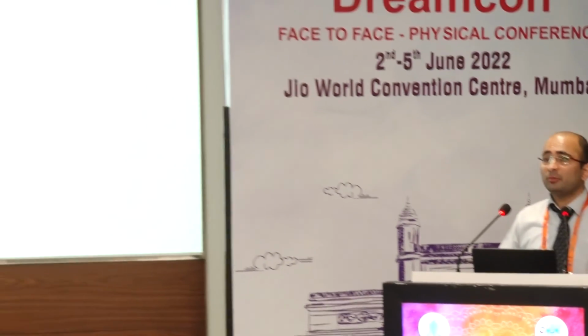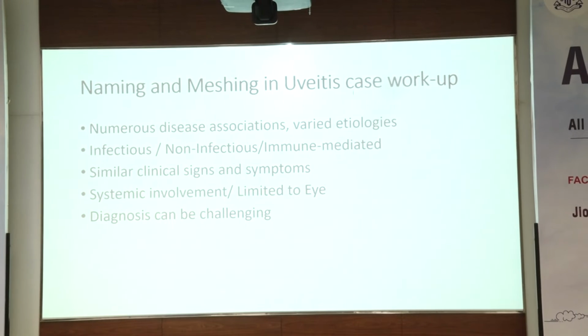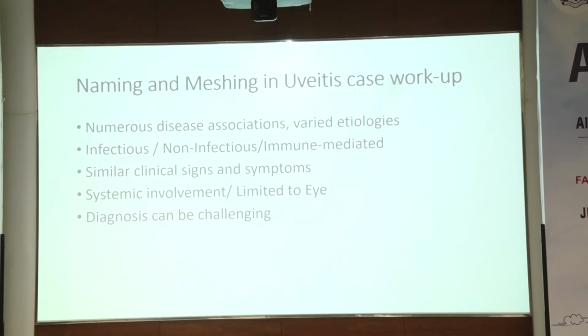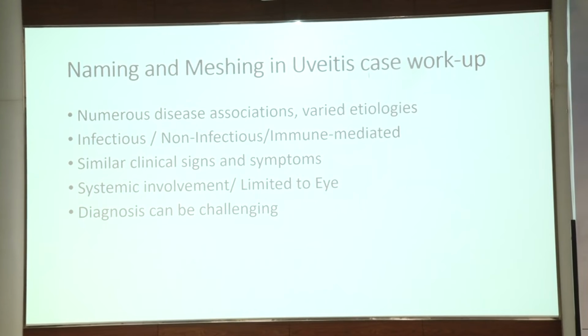So this is the role of naming and meshing in uveitis case workup. As Dr. Saminder has already emphasized, the majority of diagnoses in uveitis can be made on good history taking and clinical examination. So I will be focusing on this part, the history and examination.